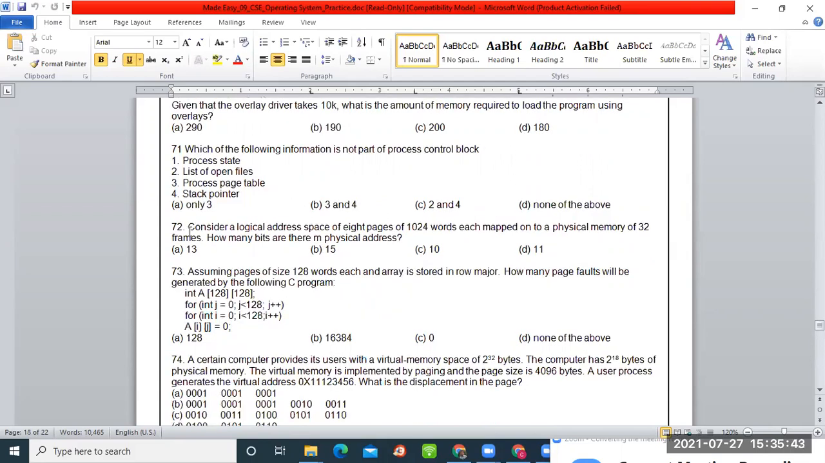Okay, time to solve this question, all of you. Now consider a logical address space of 8 pages of 1024 words each mapped to a physical memory of 32 frames. Then how many bits are there in the physical address?